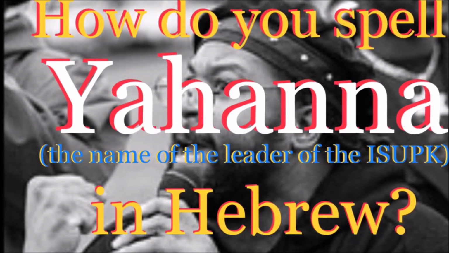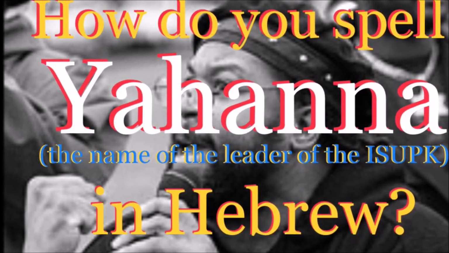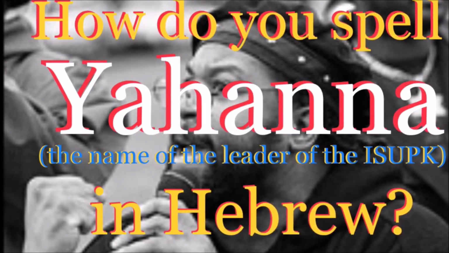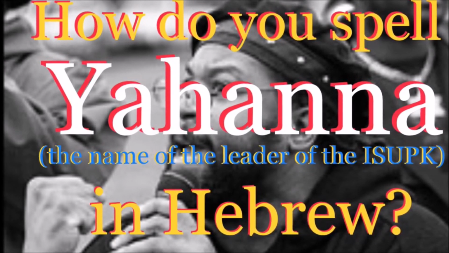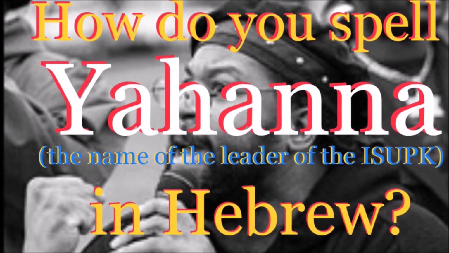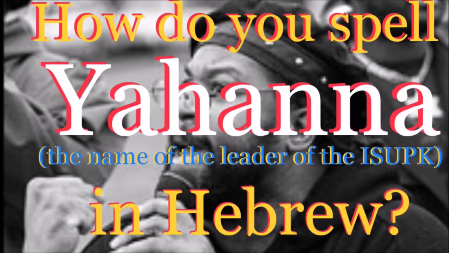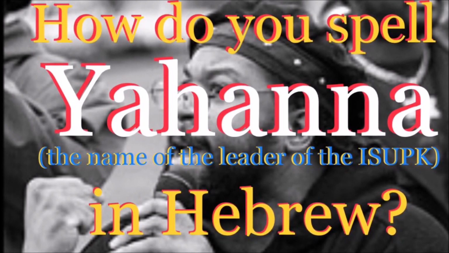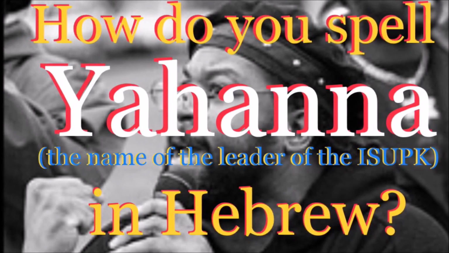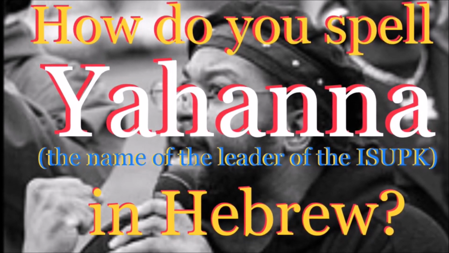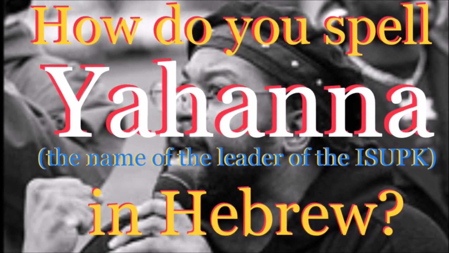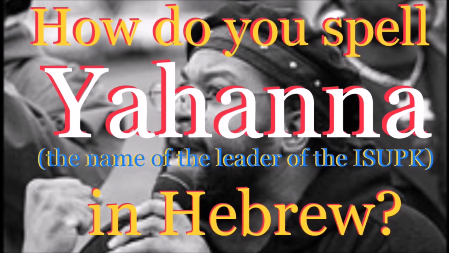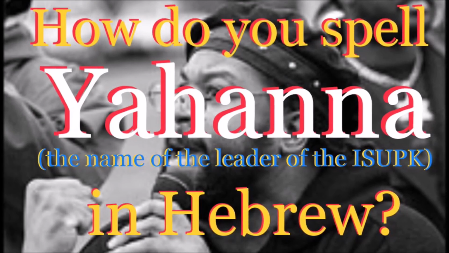There's a few different ways to render the name Yahanna, and that's why I want to ask, first and foremost, members of the ISUPK, perhaps even Yahanna himself, how do you spell that name? How do you spell the name Yahanna, which is to say the name of the leader of the ISUPK? How do you spell that name in Hebrew? And of course, people who are not with the ISUPK, but maybe were former members of One West or members of other One West splinter groups, I'm happy to hear the answer from them as well. So that's my main question. How do you spell Yahanna in Hebrew, in Lashawan Kodash?